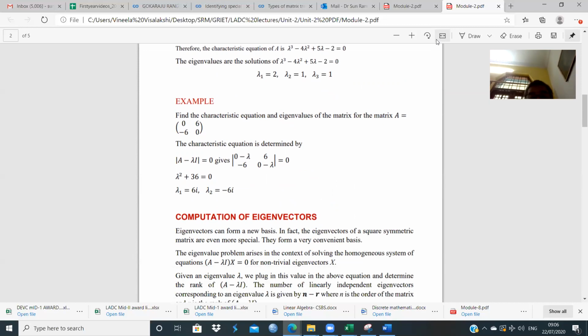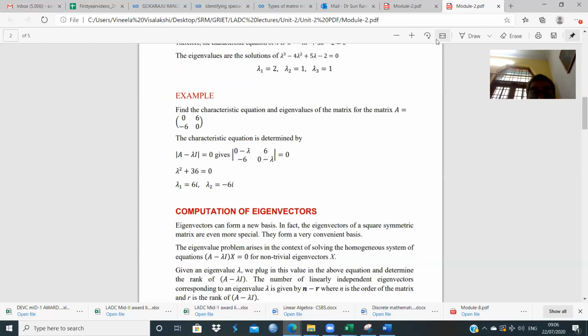Now, this is another example for finding the characteristic equation and eigenvalues. This was selected basically to explain that eigenvalues sometimes can be complex also. The given matrix A is [0, 6; minus 6, 0]. The characteristic equation gives us lambda square plus 36 is equal to 0. And the eigenvalues are complex conjugates plus or minus 6i. So here we can make an observation that the given matrix A is skew symmetric and its eigenvalues are purely imaginary.